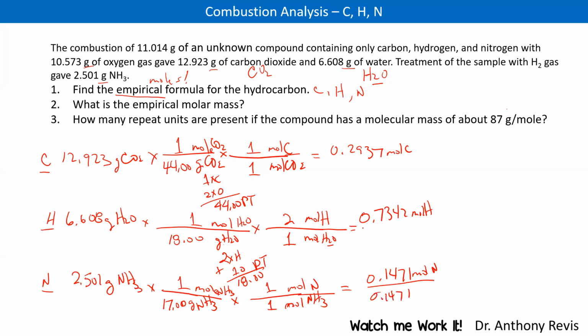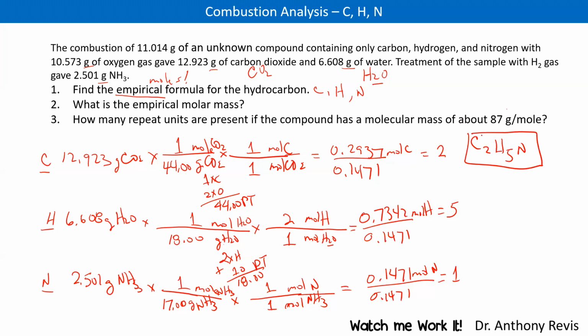Next step, because we're doing empirical formula, is to divide all these by the smallest number of moles so we can get the ratio in small whole number units. We don't use fractions. If we get fractions, we use multiplication to convert them to whole numbers. We punch these numbers through, and for carbon we get a value of 2. Here we get 5, and here we get 1. And therefore, our empirical formula, I'm going to write it right up here at the top, is C2H5N. That's my empirical formula.